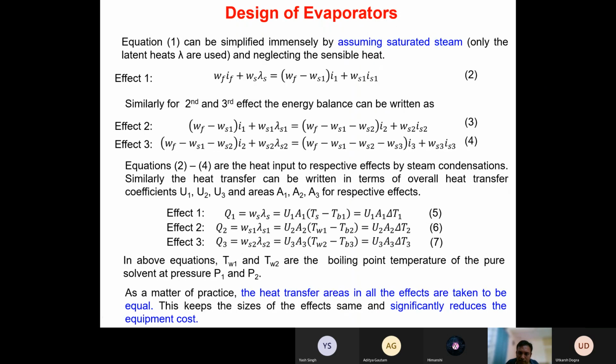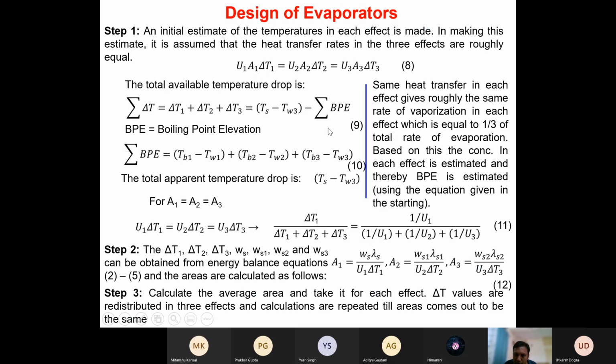Remember here, what is delta Ts minus TB1? This is delta T1 plus TW1 minus TB2, that is delta T2 plus TW2 minus TB3. If we assume that TB1 is same as TW1 and TB2 is same as TW2, in that case we don't get any boiling point elevation. But if these are not same, then this additional term, minus boiling point elevation, comes into the picture. Do you agree? Yes or no? Yes, sir.